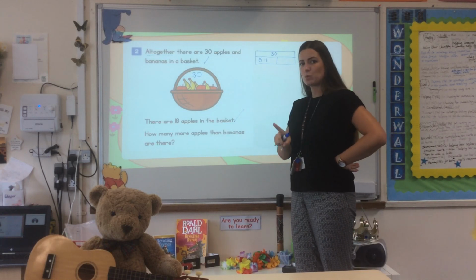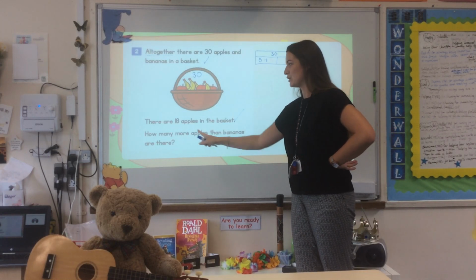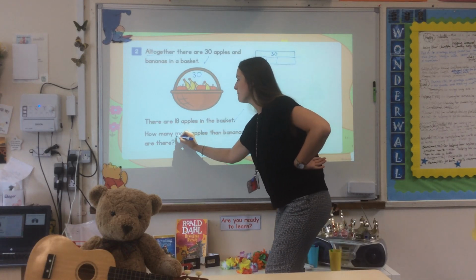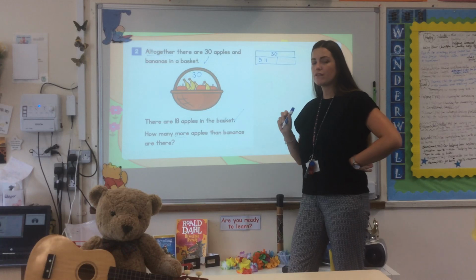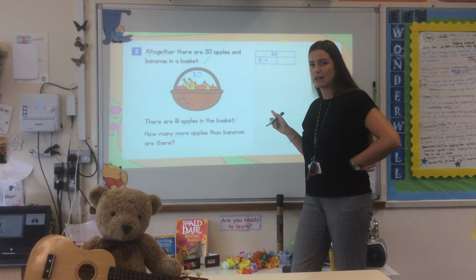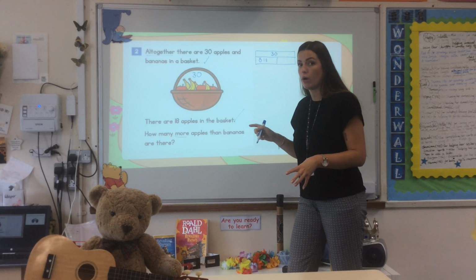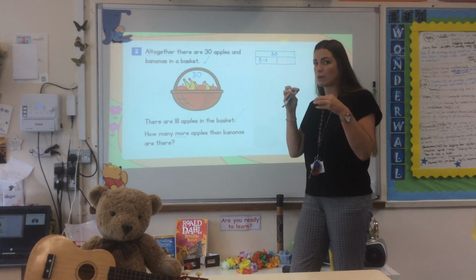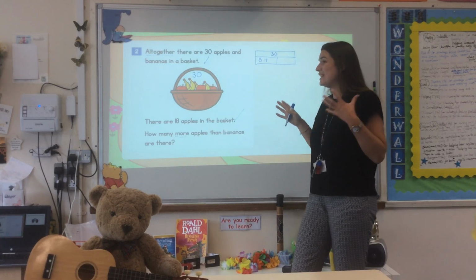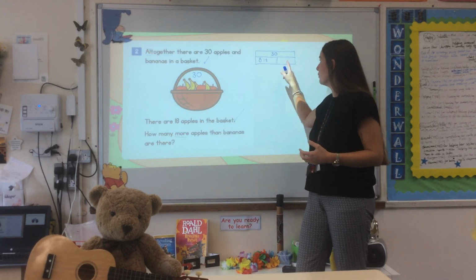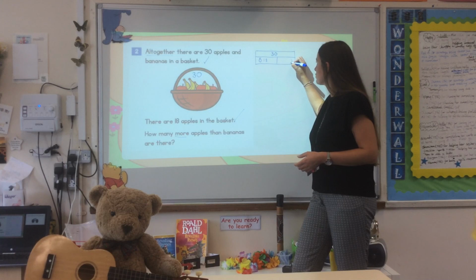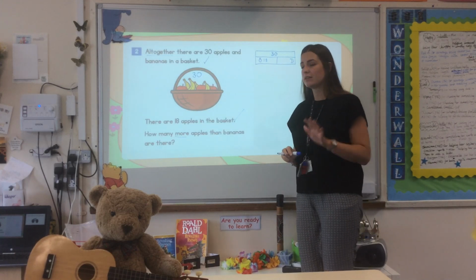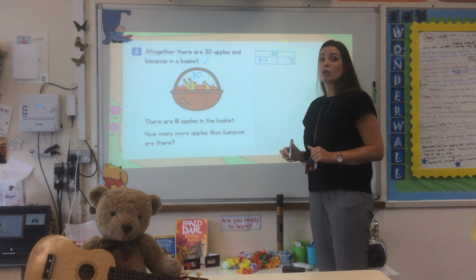But here is where we have to use our maths brains, because it says how many more apples than bananas are there. So we've got to find out not how many bananas there are, but how many more apples than bananas. So we've got a bit of a thing we've got to solve here. Well, first of all, what do we need to find out? We need to find out how many bananas we've got. So, I'm going to draw a little picture of bananas to remind me. Not a very good banana, it's like a moon. Never mind. And I'm actually going to draw a number line.